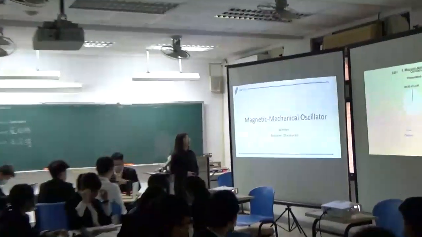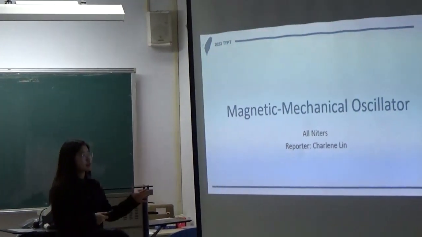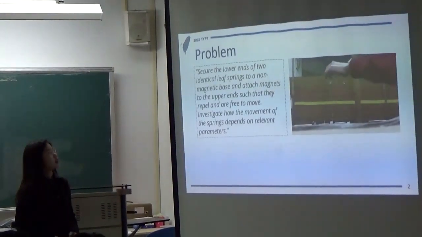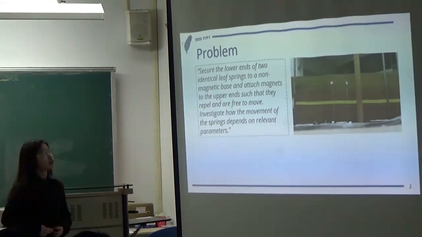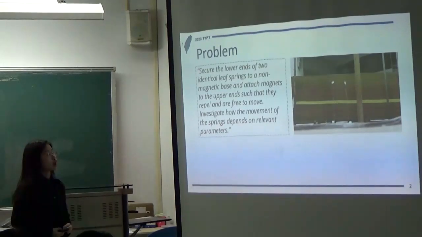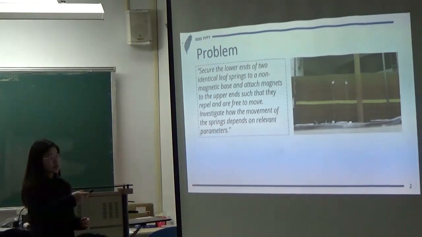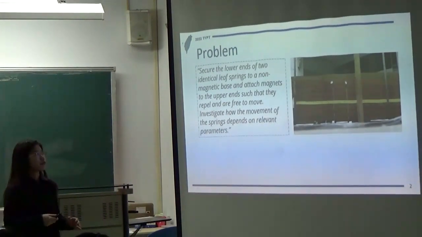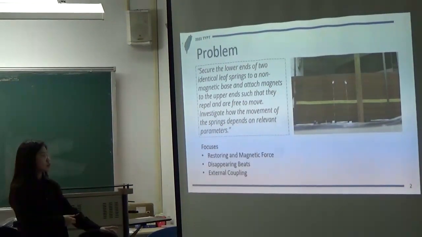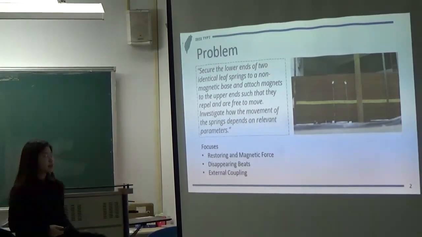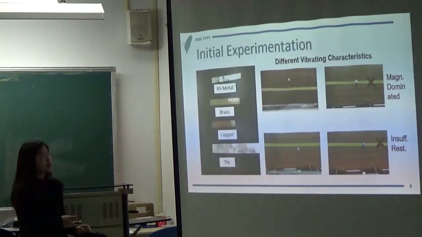Hello, I'm Charlene, and I'm presenting for all-nighters' magnetic mechanical oscillator. Here's a phenomenon demonstration. The problem statement states: secure the lower ends of two identical leaf springs to a non-magnetic base and attach magnets to the upper ends such that they repel and are free to move. Investigate how the movement of the springs depends on relevant parameters. The focuses are on restoring force, magnetic force, disappearing beats, and external coupling.